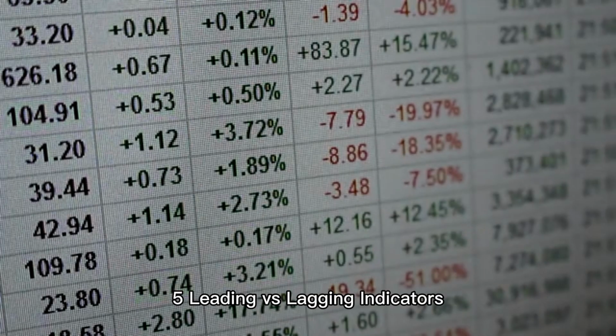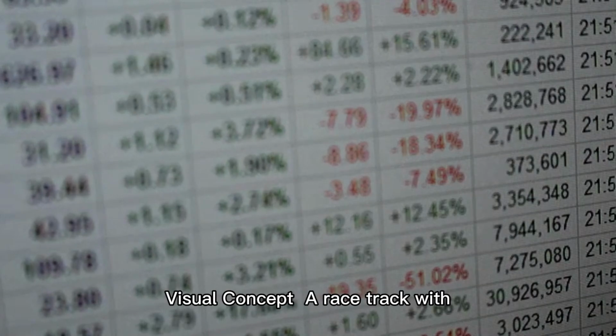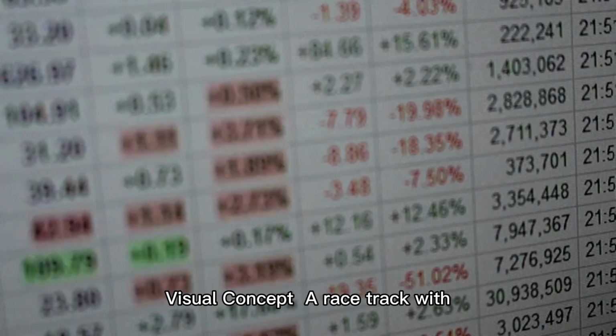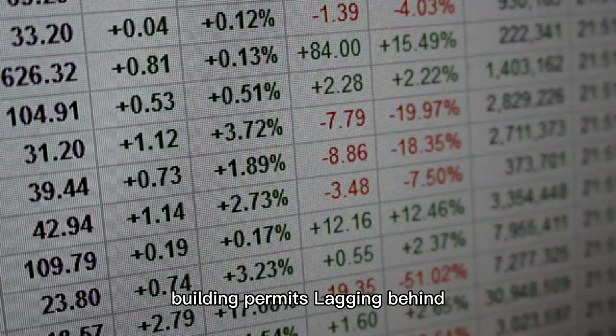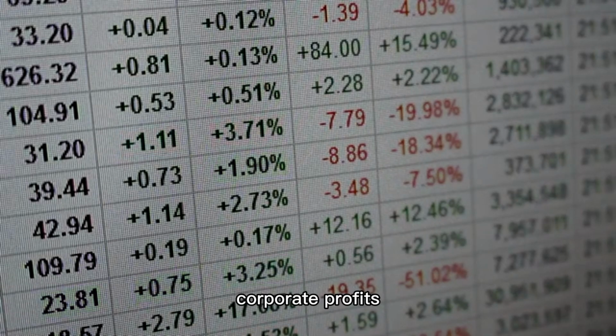5. Leading versus lagging indicators. Visual concept: a racetrack with leading front runners, stock market arrows, building permits, lagging behind, unemployment line, corporate profits.